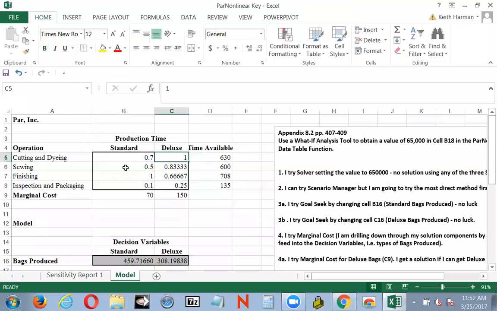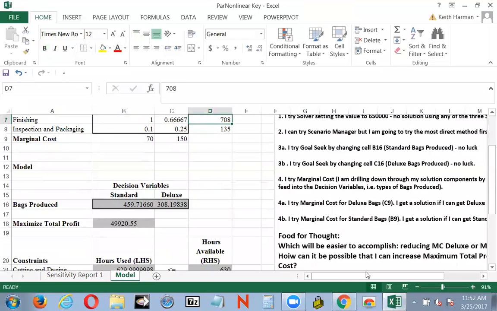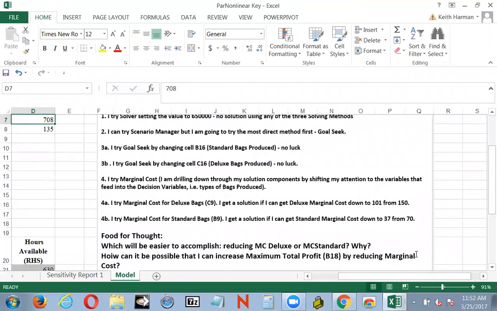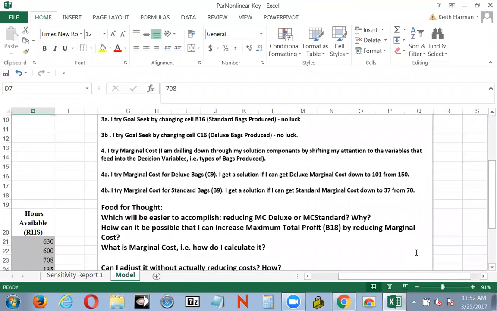Those are hours, so you can see how we've got things allocated. And the question is, how can it be possible I can increase maximum total profit by reducing marginal costs?